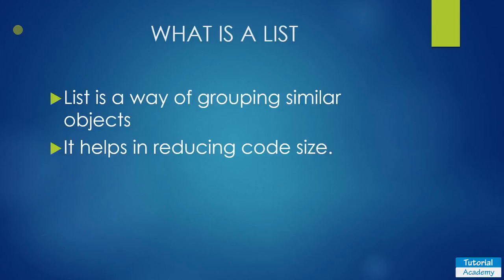Like you can have a list of colors and then inside that list you can have all the colors you want, and by using the name of the list you can access all the colors inside. The best part of the list is that it helps in reducing the code size.